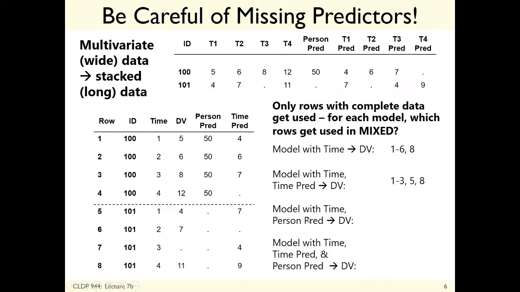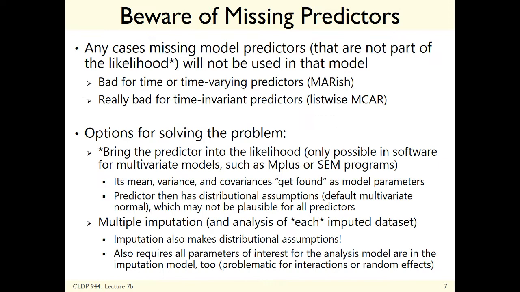How about the person predictor? Uh oh. This is where MLM will do listwise deletion, because every single row is incomplete for that person if you're missing a person level predictor. And if you have time varying predictors and person predictors, then you get only 1 to 3. So throwing out rows is never the best idea. It may be what you're stuck with. The alternatives.